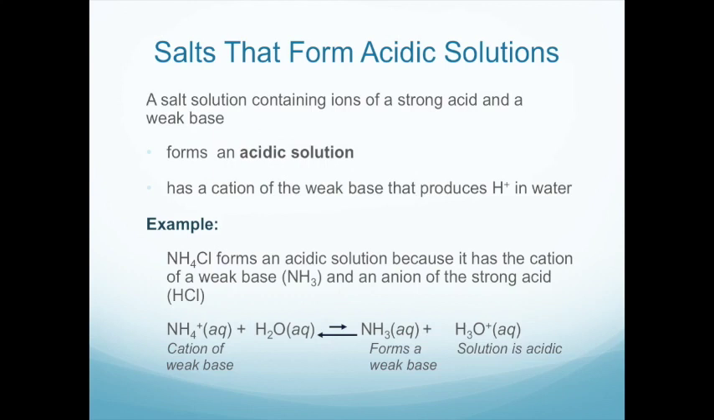Now, there are other salts that form acidic solutions. If a salt contains the ions of a strong acid and a weak base, then it will form an acidic solution because the cation of the weak base will produce H plus in water. An example of this is ammonium chloride, NH4Cl. This will form an acidic solution because it has the cation of a weak base, NH4 plus, and the anion of the strong acid, HCl. So NH4 plus, plus water, will deprotonate to form H3O plus and ammonia. The ammonia is a weak base, and H3O plus makes the solution acidic.